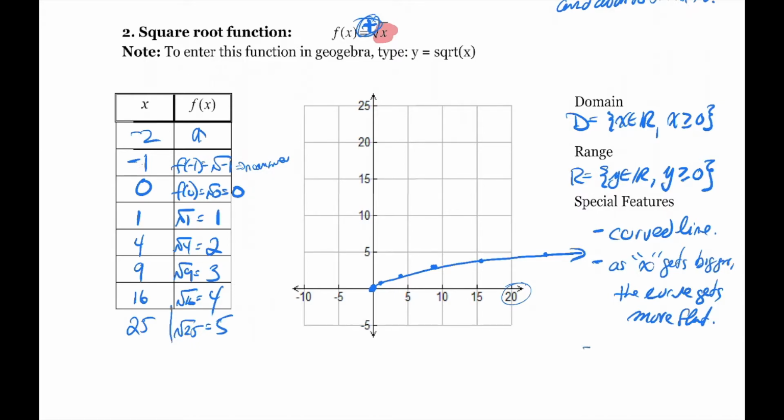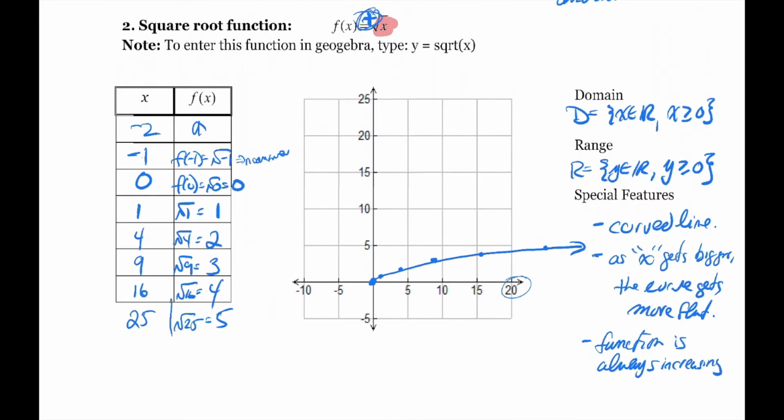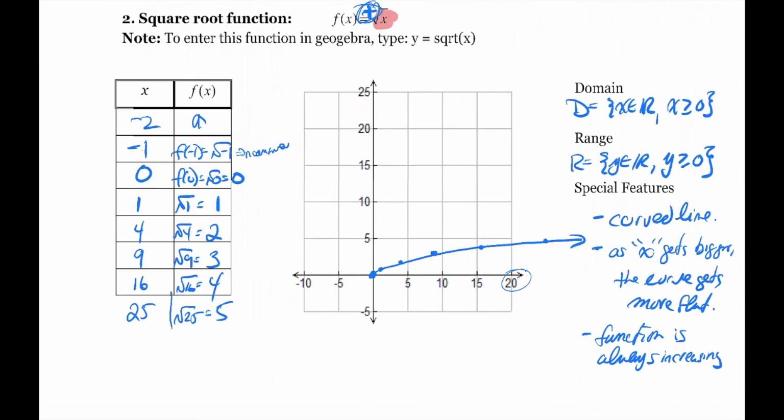So that's another thing we make note of: the function is always increasing. Even though it's not increasing by a lot as x gets bigger, it is still increasing by even the smallest amount. So in other words, this curve will never point back downwards, and never heads back down towards 0. So it will always keep going up and up and up. So that's what the square root of x looks like.